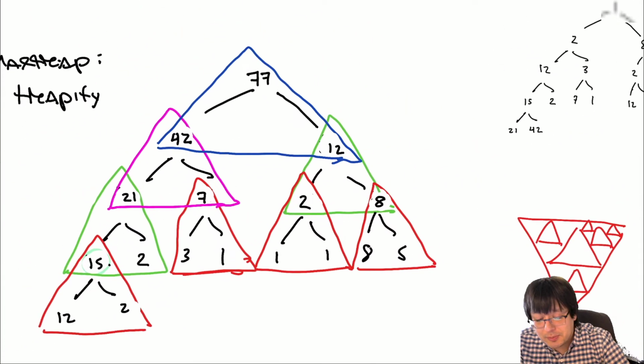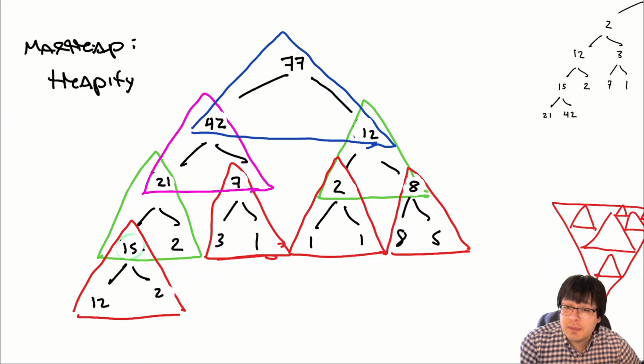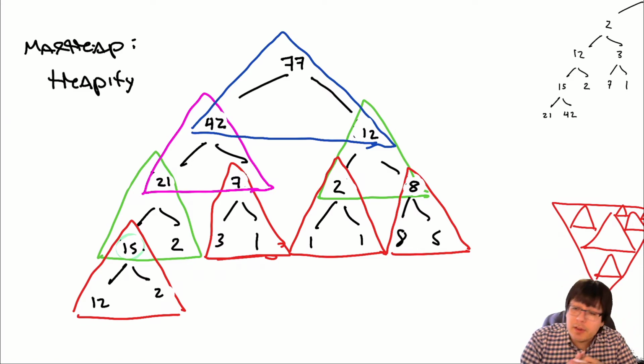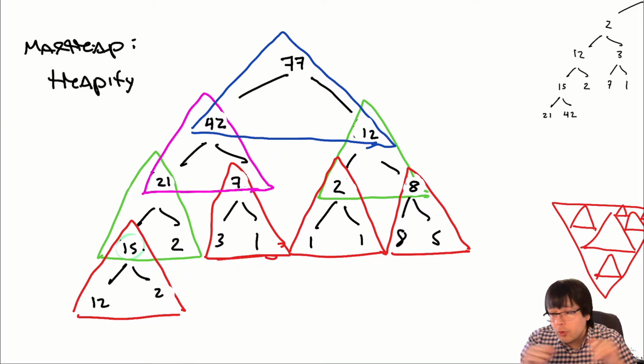The Triforce is complete. We have created a heap. As you can see here, every parent is bigger than its children. 77 is bigger than 42 and 12. 42 is bigger than 21 and 7. 12 is bigger than 2 and 8. 21 is bigger than 15 and 2.